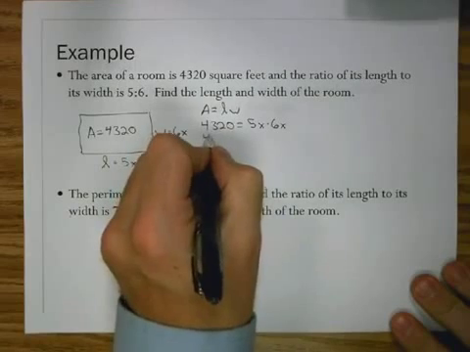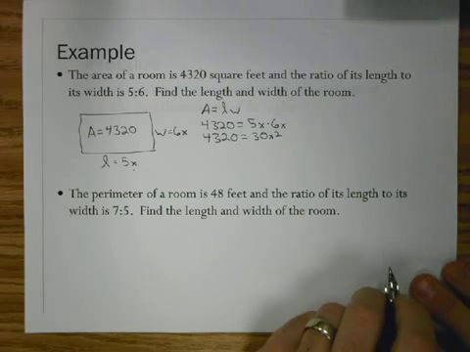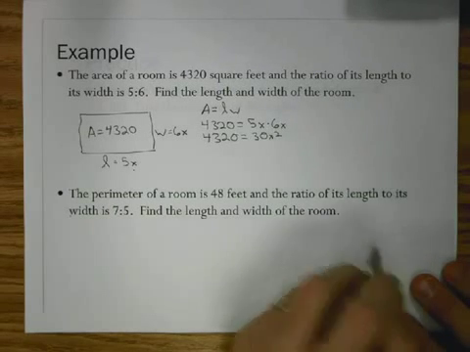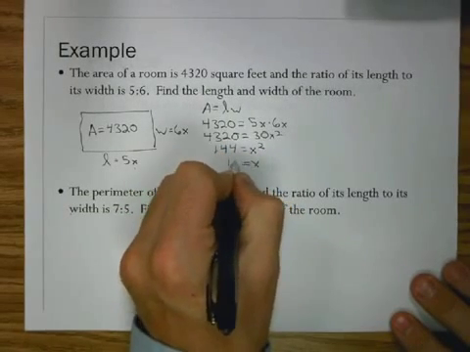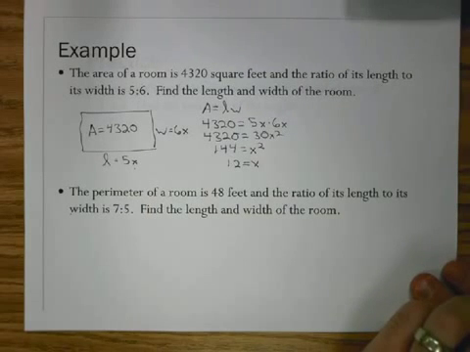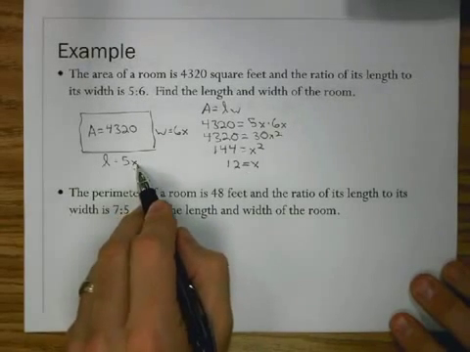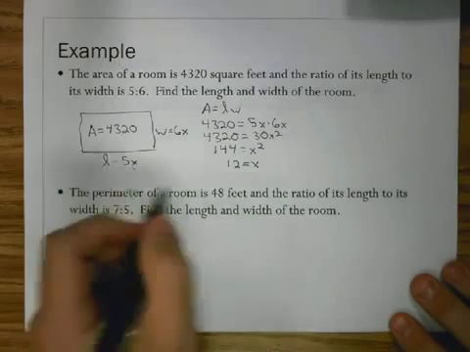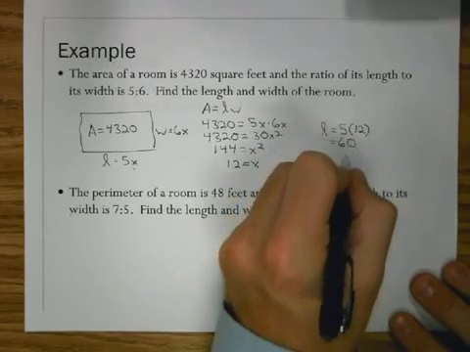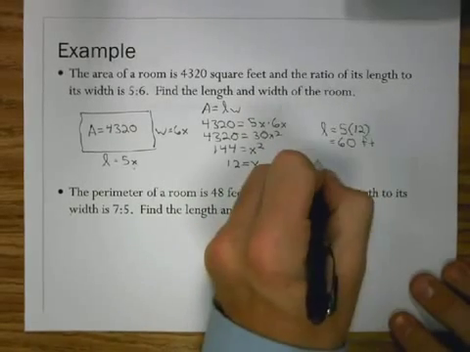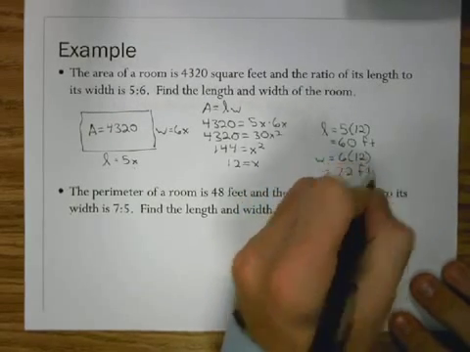So I know the area of a rectangle, or this room in this case, is length times width. The area I have is 4,320. My length is 5x. My width is 6x. So 4,320 equals 30x squared. If I divide both sides by 30, I get 144 equals x squared, and the square root of both sides leaves me with 12. So that 12 is the multiplier I need to get these values to still hold the ratio and for the area to be equal to it.